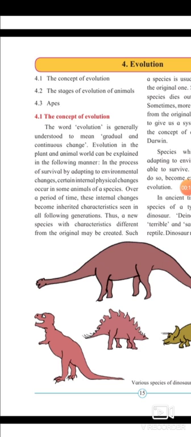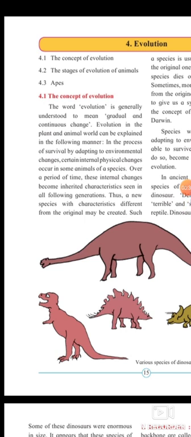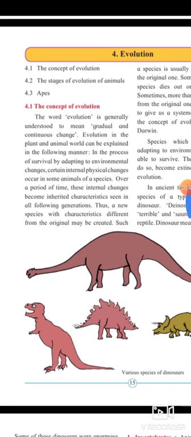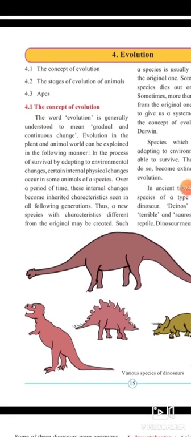The concept of evolution. The word evolution is generally understood to mean gradual and continuous change. That means, for example, when you were two years old, you may have been like a little girl or a boy. Now you are grown. Likewise, continuous change, that means evolution, in the plant and animal world can be explained in the following manner.